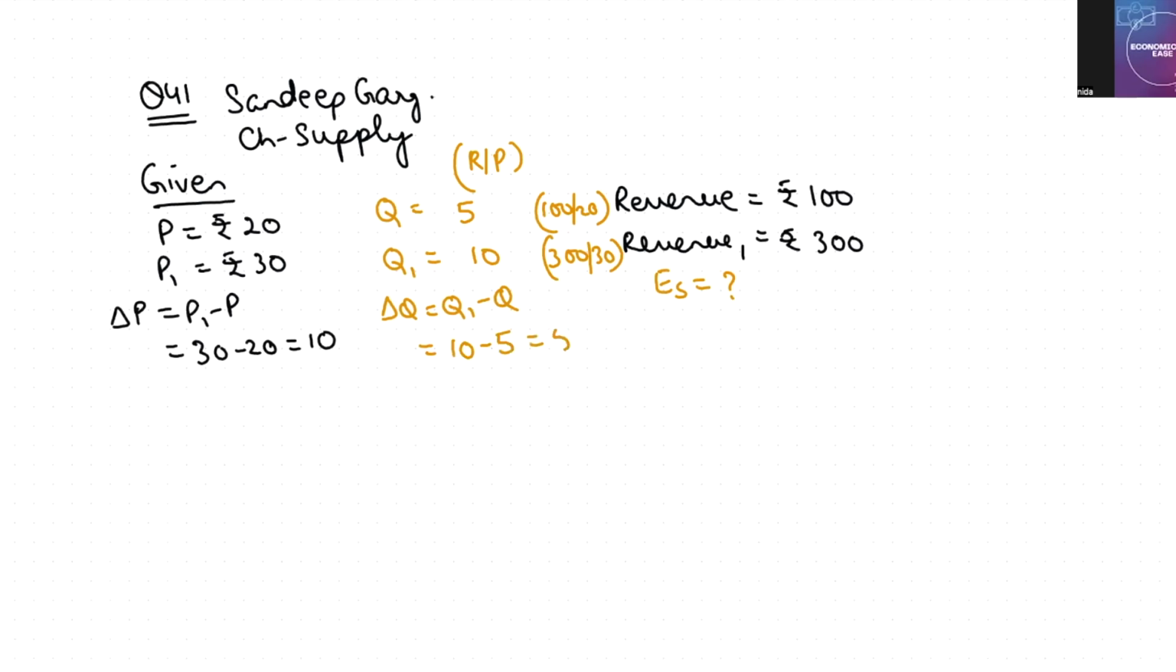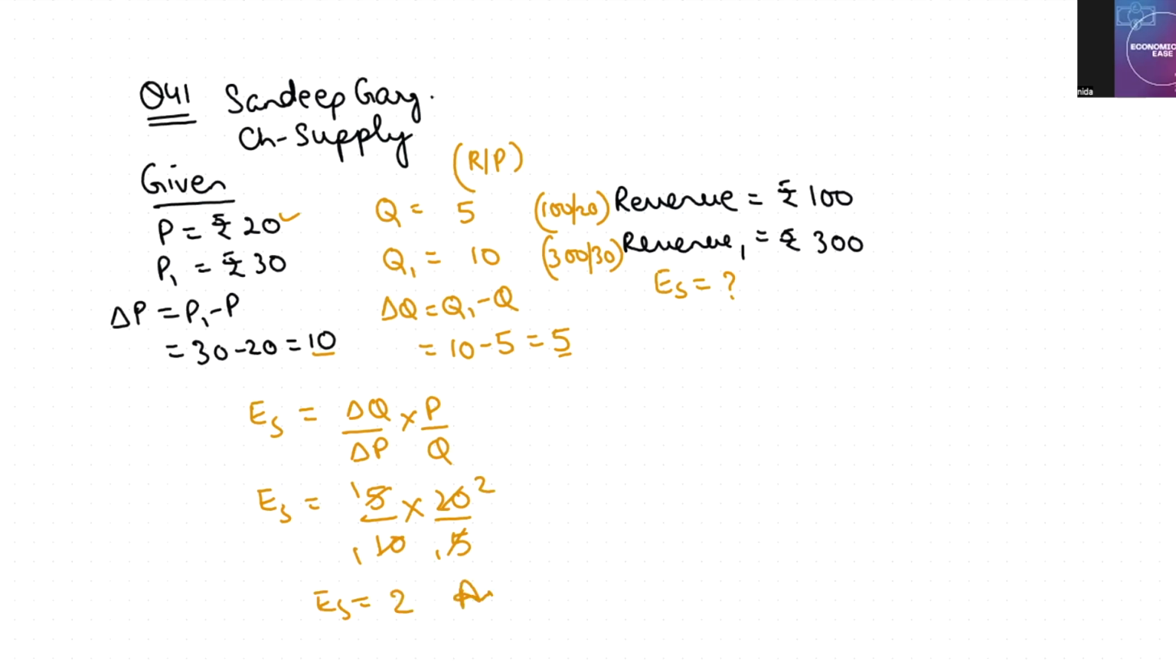Now put the formula: elasticity of supply is equal to delta Q upon delta P into P upon Q. We need to find out elasticity of supply. Delta Q is 5, delta P is 10, price is 20 and quantity is 5. 5 ones are 5, 5 twos are 10, so elasticity of supply is 2. And this is your answer. Please take the screenshot. Very simple question.